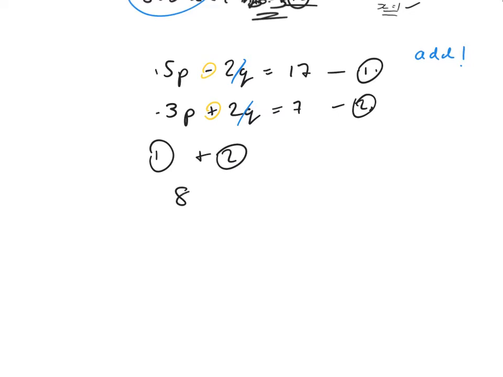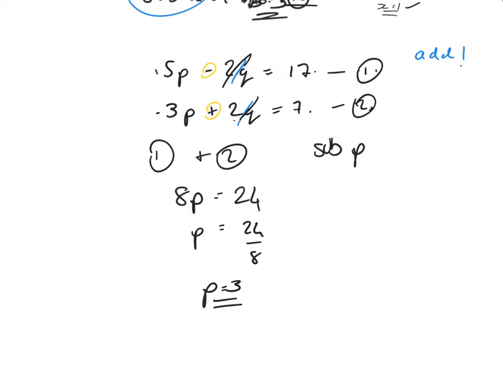5p plus 3p is 8p, and plus 2q and minus 2q cancels out. 17 plus 7 is 24. Bring the 8 down and divide. P equals 24 divided by 8. P is equal to 3.